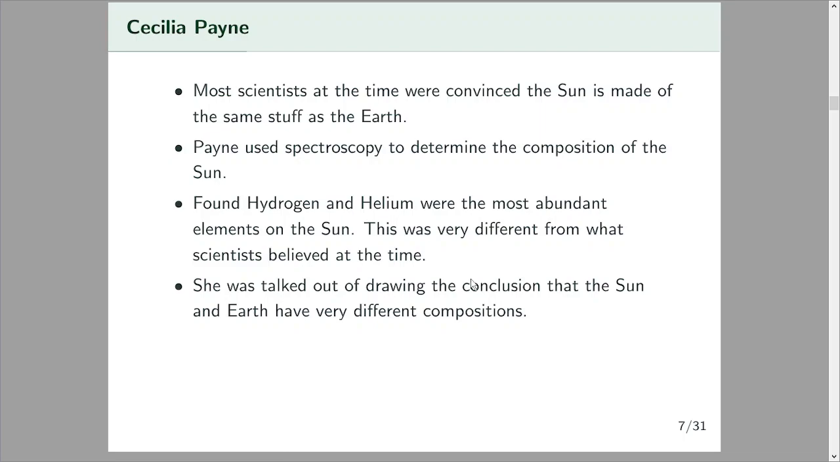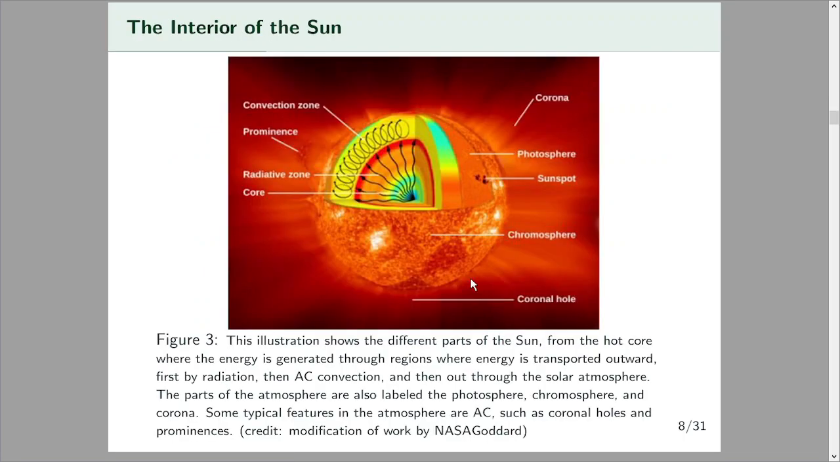She was almost bullied out of drawing these conclusions by the men who were running the observatory at the time, or heading those scientific projects. And so when her ideas were returned to, she wasn't given much credit for it, but she has been since then. She lived until 1992, so she lived long enough to feel like she got some credit for her work. So this was really important. They figured out that the sun is made of different stuff than the Earth is made of, and that was a very important discovery. So let's look at the sun a little bit. We've looked at planets.